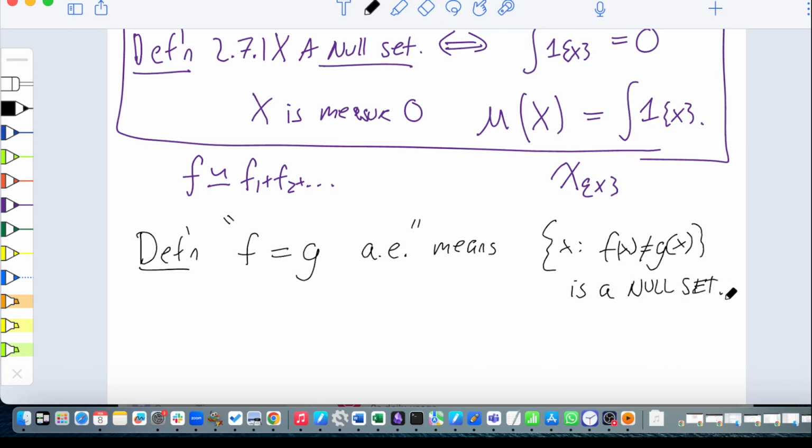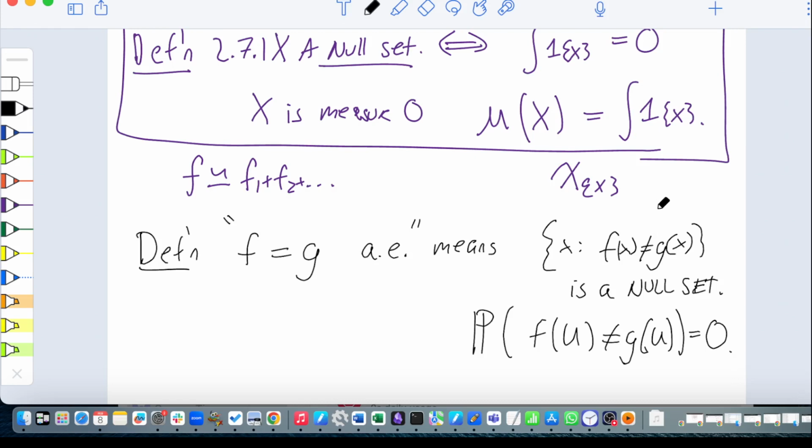Again, putting on my probability hat, f equals g almost everywhere means the probability that f of u is not equal to g of u equals 0. So if you pick a random point and ask, are they equal, there's a 100% chance the answer is yes. There are some points where they're not equal, but those points have a 0% chance of getting chosen. All right, that's almost everywhere.